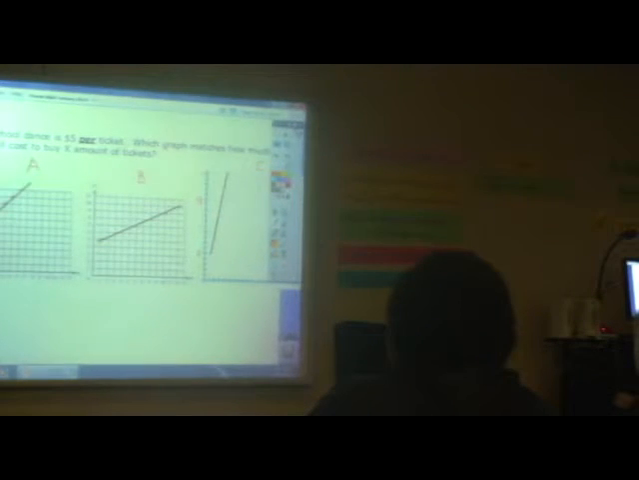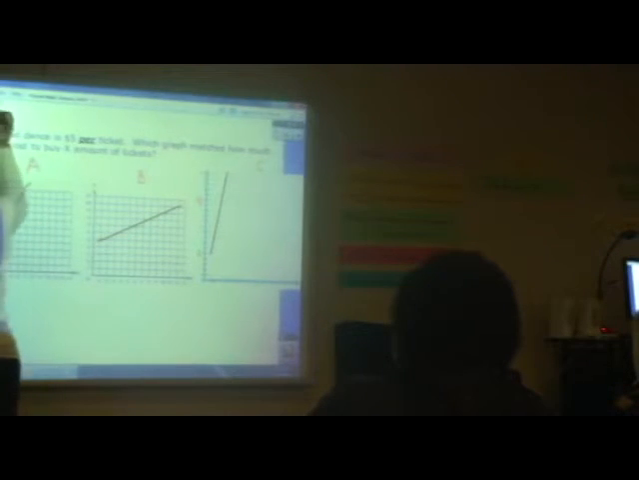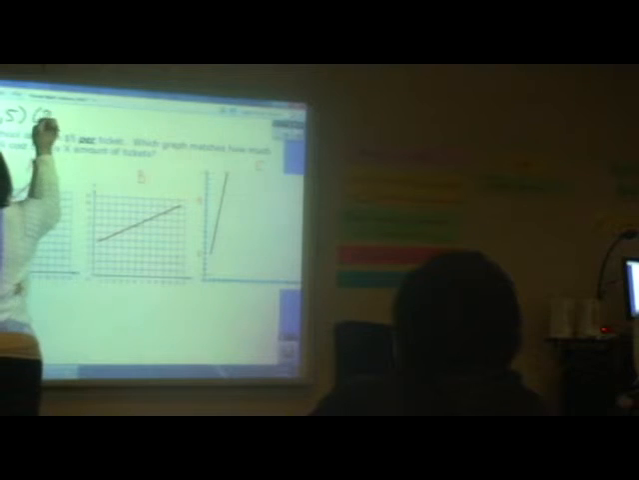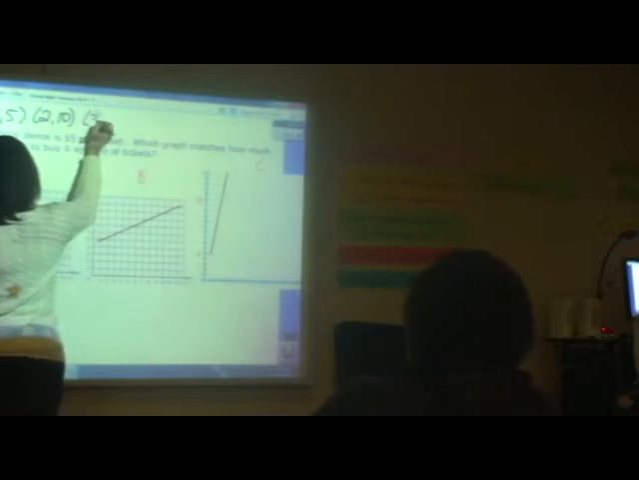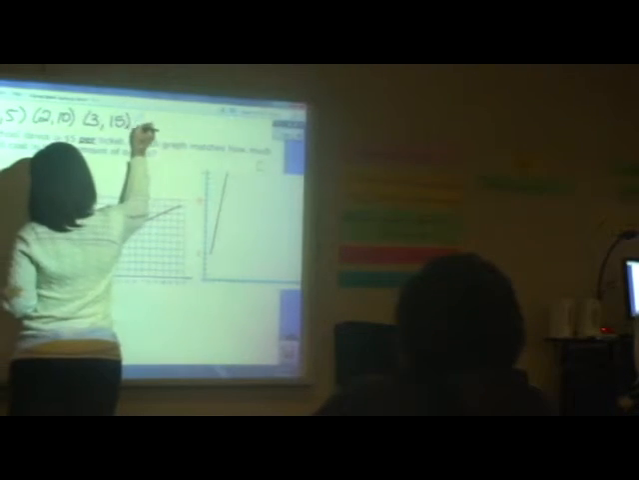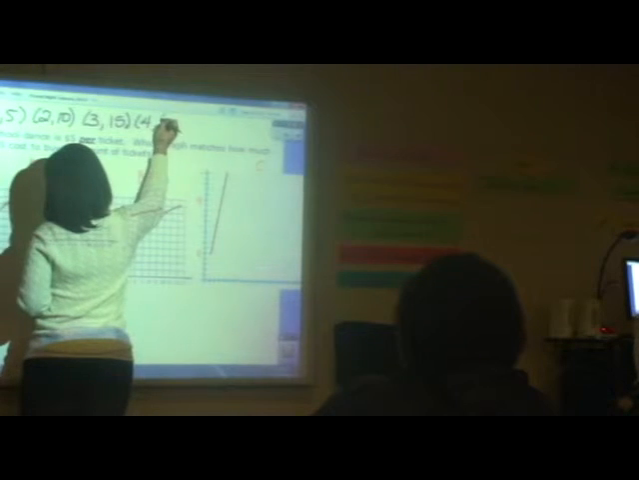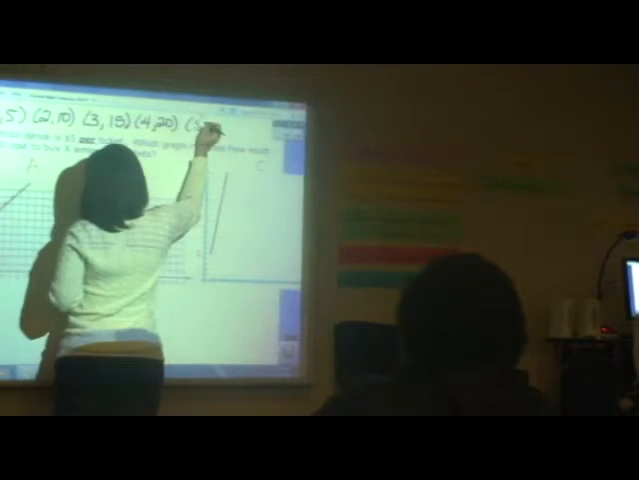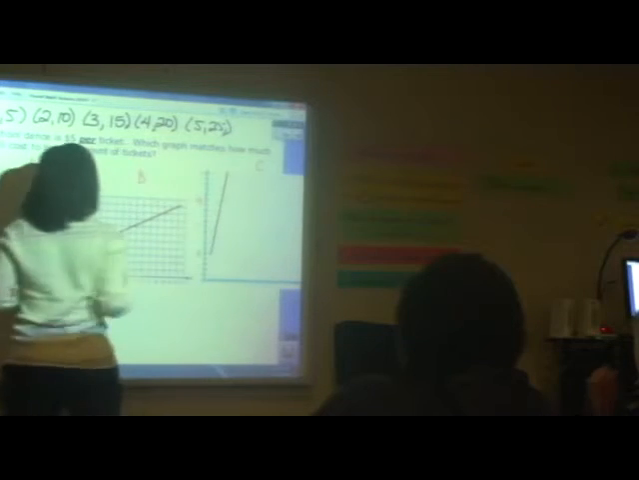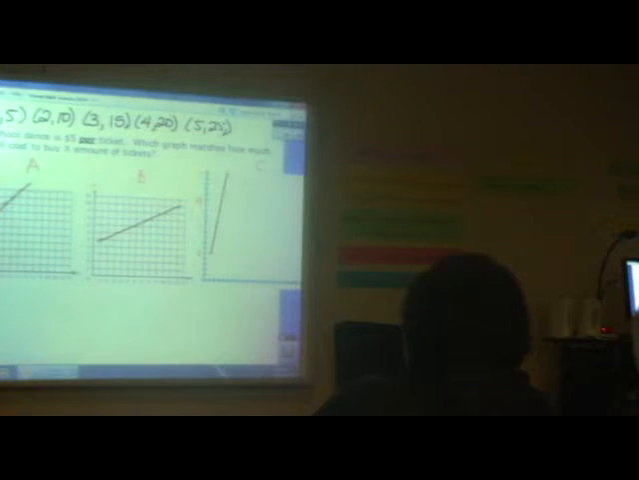Same situation, but now in graph form. We would have the students pull the ordered pairs off of their function table, which was 1, 5; 2, 10; 3, 15; 4, 20; 5, 25. All right, parents, and Ty, you have to check and see if they're correct.